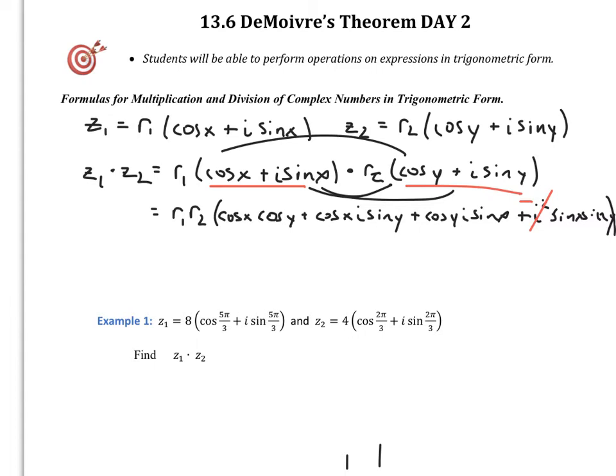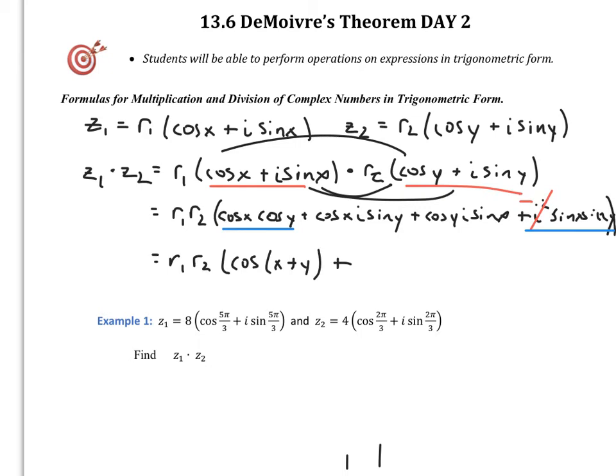All right, so we have the sum formula for cosine. What's the sum formula for cosine? Cosine x times cosine y minus sine x sine y. So don't I have cosine x, cosine y minus sine x, sine y right there? So therefore, this becomes r1 times r2 times the cosine of the sum formula, x plus y.